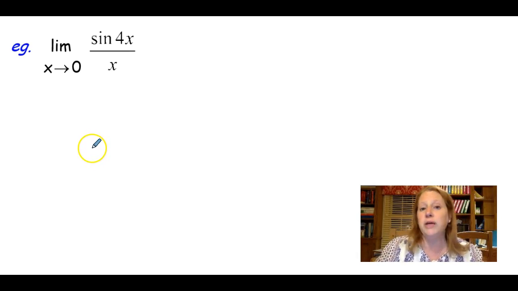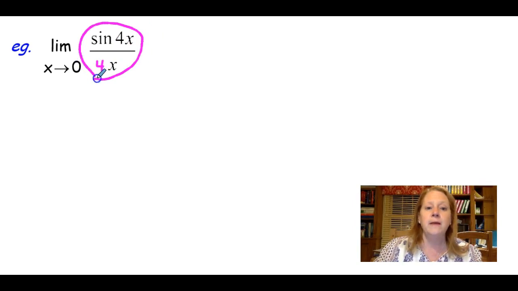Now my special trigonometric limit works as long as the argument, whatever's inside the sine, is exactly the same as what I'm dividing by. So in the previous one we had x over x. So this is 4x over, if I can make this a 4x, then this is my special trig limit. Then that piece is 1. So basically if I put a 4 on the bottom, the way to balance that out is I need to also put a 4 on the top. So my answer is going to be 4 times the sine of 4x over 4x, which is just going to be 1.